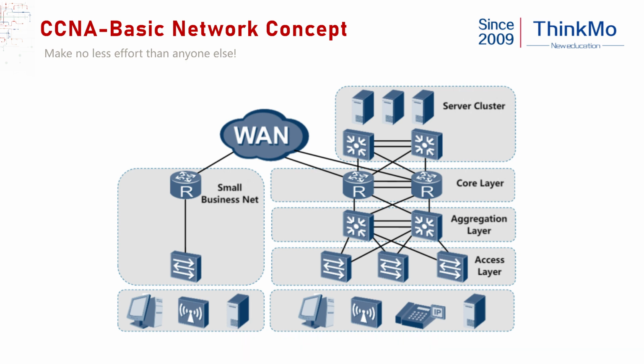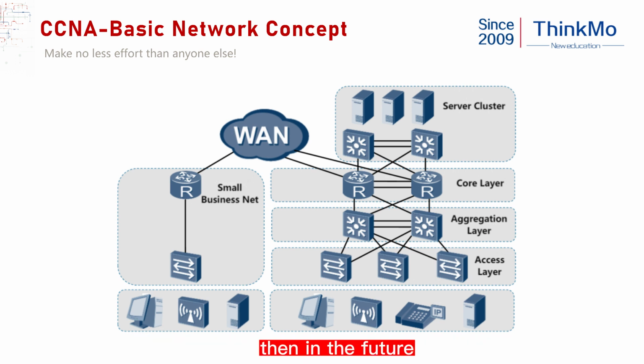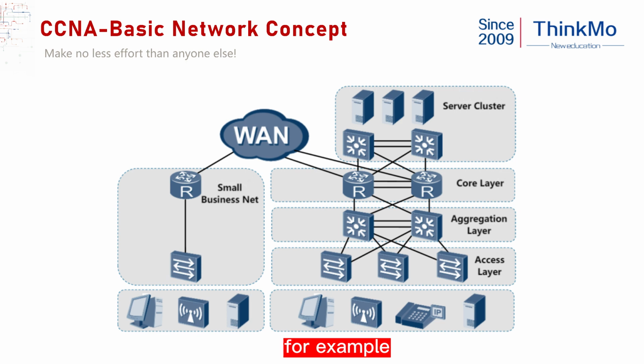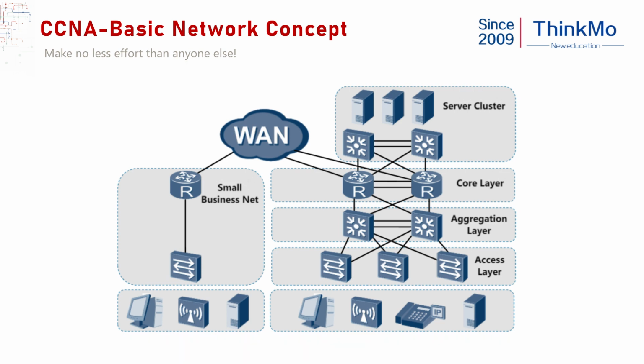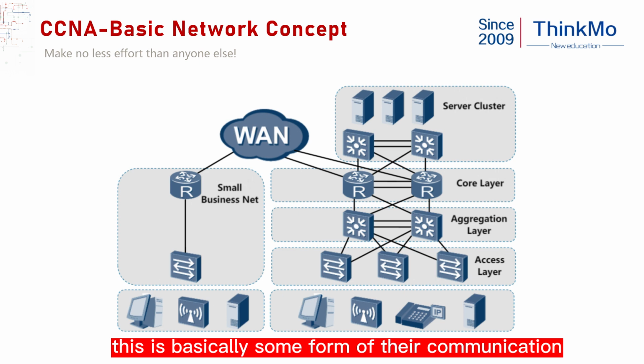That is, the more rules are built into your network, the clearer your hierarchy is and the more regular the network deployment. You will find that this is a very good structure. Then in the future, you will expand the network as a whole. For example, your company has a new business requirement and you are going to expand the network. It's all very, very convenient. This is basically the form of their communication.